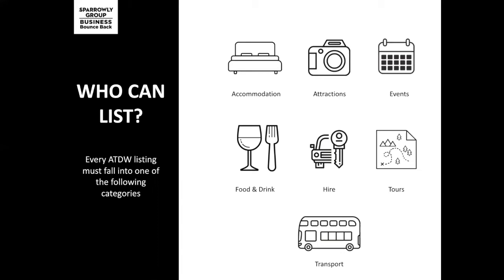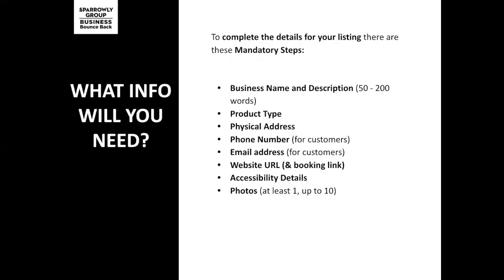So what information do you need to include? There's some mandatory information here to include. So the business name, product type, address, phone number, email address, your website and your booking link. Details about the accessibility of your business as well, in terms of whether you have wheelchair access to the property or whether you can have wheelchair access on tours, and photos as well.